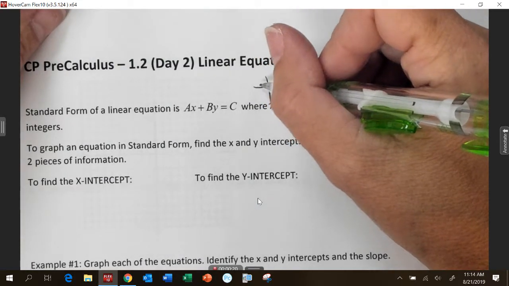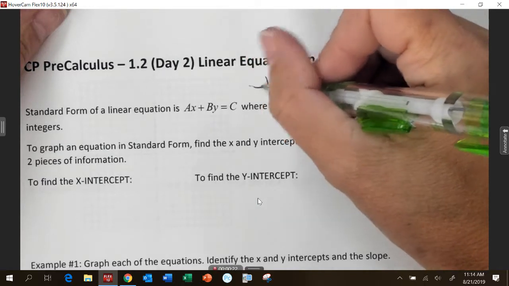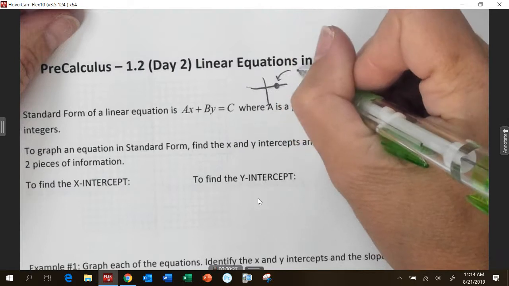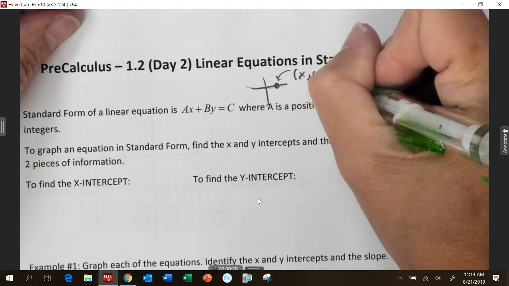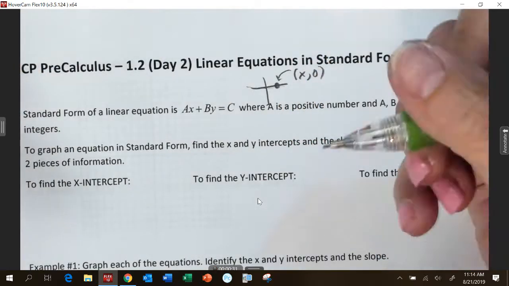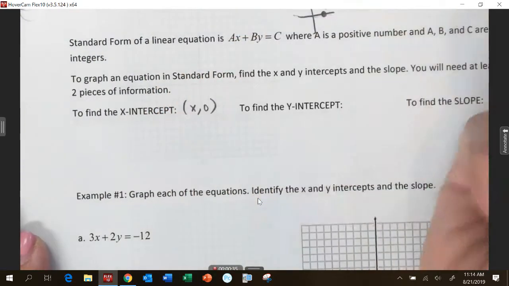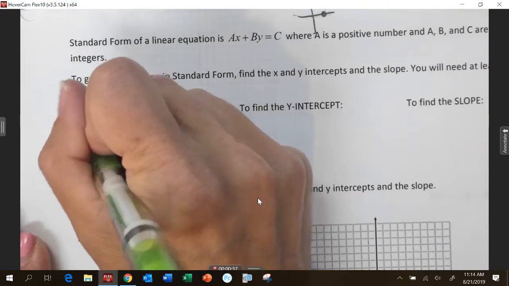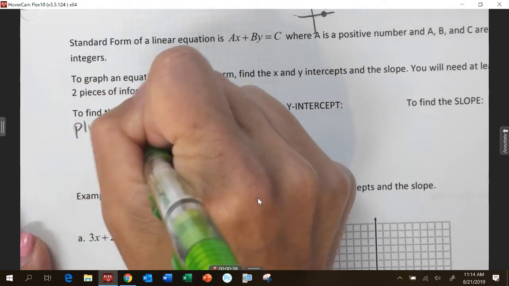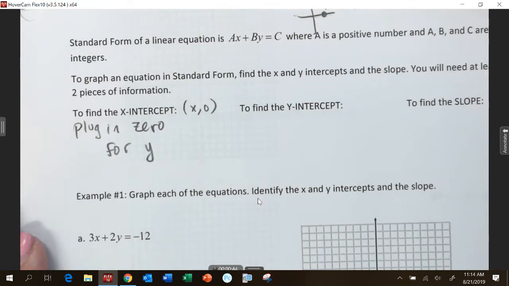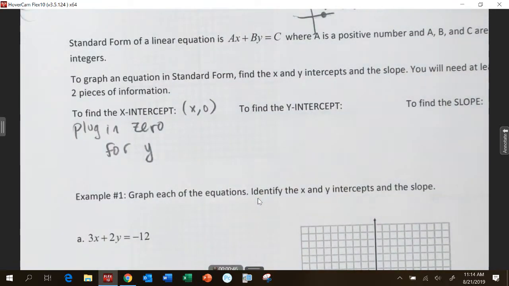So to find the x-intercept, that's somewhere on the x-axis. If I were to pick a random point on that x-axis, it would be whatever that x value is, comma 0. So the x-intercept is always the x value, comma 0. So to find the x-intercept, we plug in 0 for the y in the equation. And then once we solve for x, we have our x-intercept.